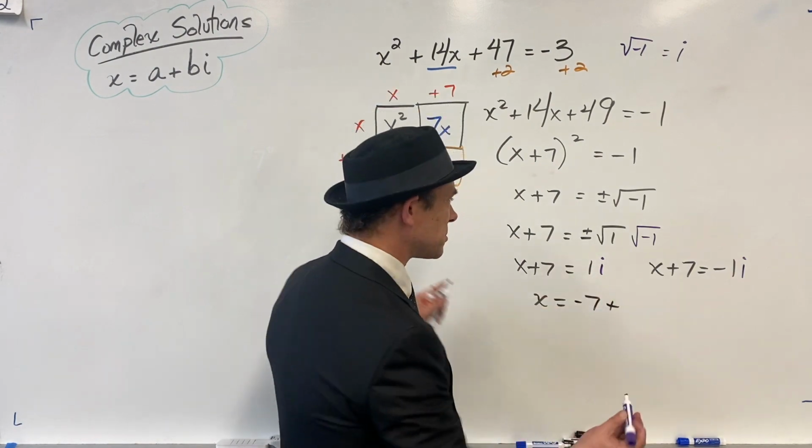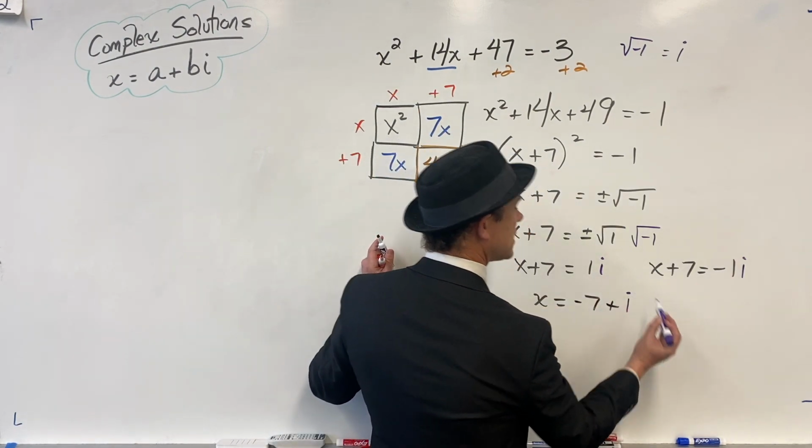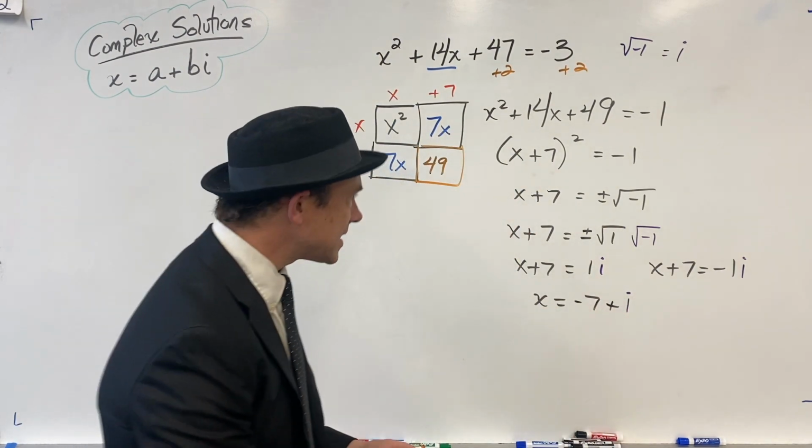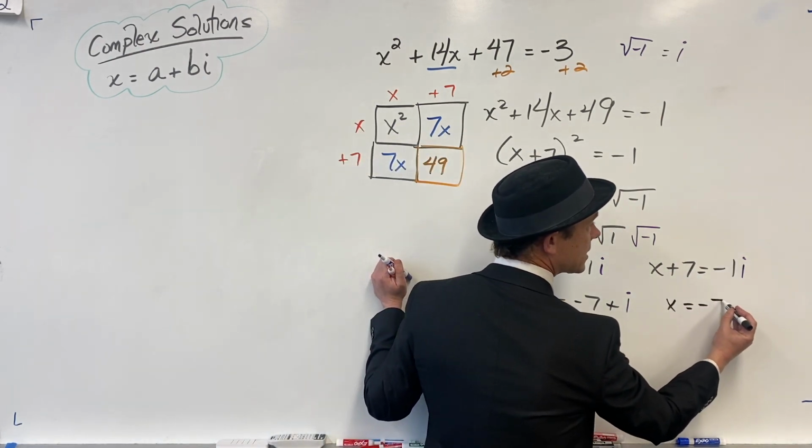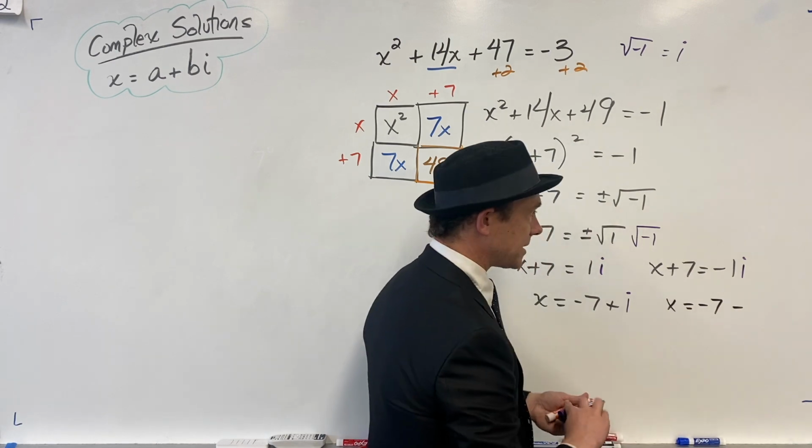Because that's the invisible math. I don't have to show it. So I'm just going to go negative 7 plus i. And then over here, I'm going to go negative 7 minus i.